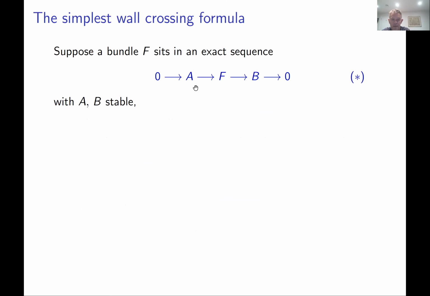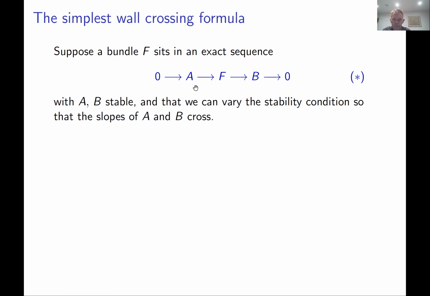So I want to explain the simplest possible wall crossing formula. And this hopefully will answer the previous question in some sense. You'll see where the extension data comes in. Okay, so suppose a bundle F sits inside an exact sequence like this. So it's got a subbundle A, a quotient bundle B. And let's suppose, because this is the simplest case, that A and B themselves are stable. So F is going to decompose into A and B, but A and B aren't going to decompose any further. So this is the simplest wall crossing formula.